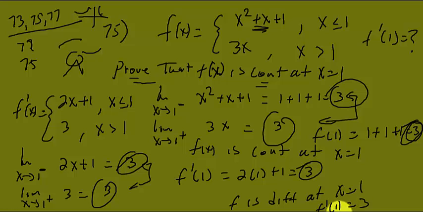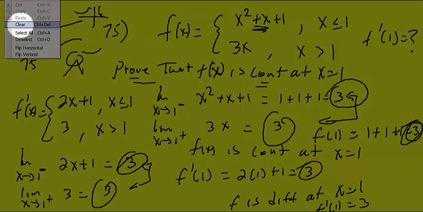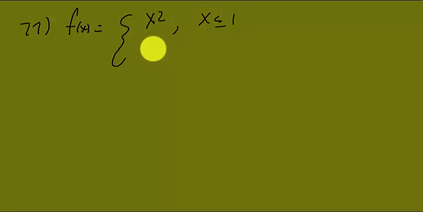So that's 75, so let's go to 77. 77, you have f of x equals x squared when x is less than or equal to 1, and square root of x when x is greater than 1.